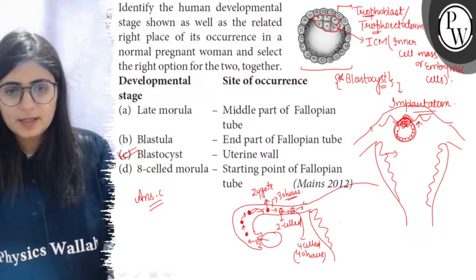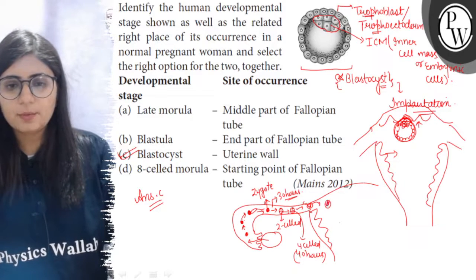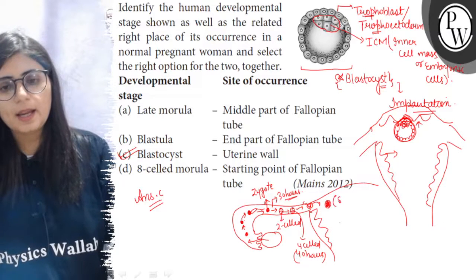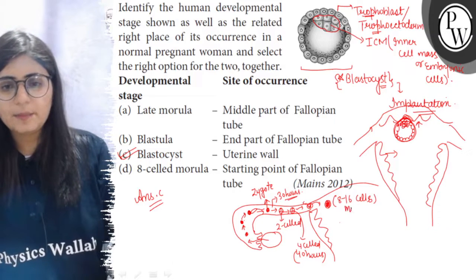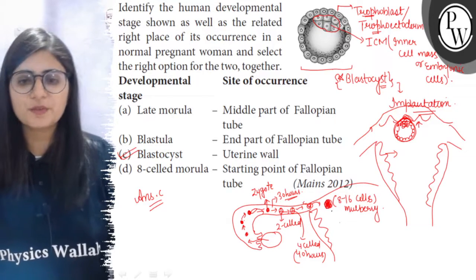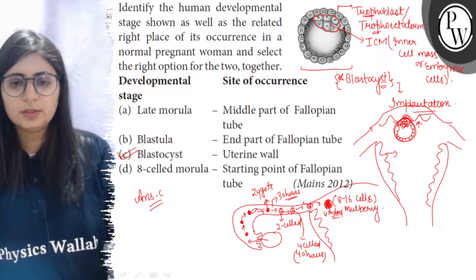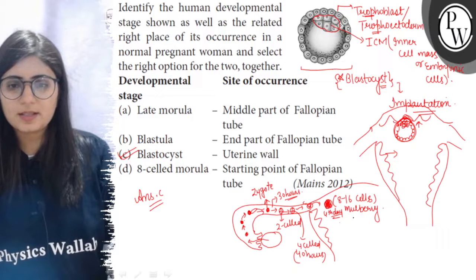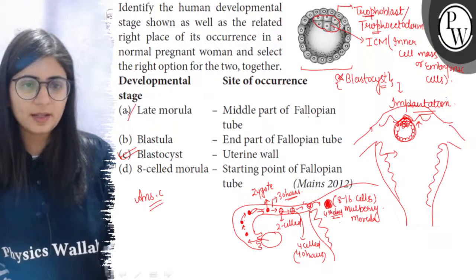And after 3 days, the embryo is now known as morula, which is characterized by the 8 to 16 cell stage, and it is mulberry like, as these cells are arranged like a solid mass of cells. So there will be a solid mass of cells at the end of the 4th day when the embryo has reached the uterus. Now this stage is known as morula. So morula doesn't occur in the middle part of the fallopian tube, rather it is in the uterus. So this one is incorrect.